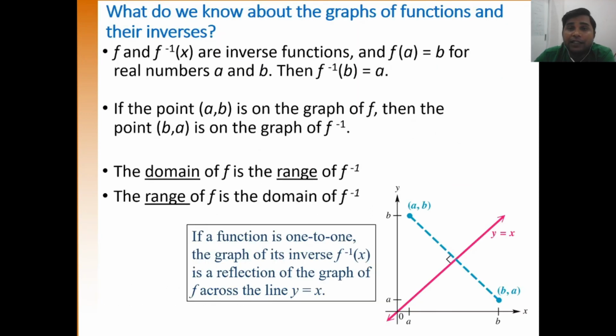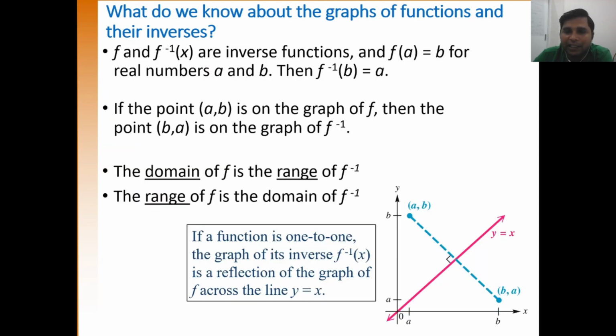f and f inverse of x are inverse functions, and if f(a) equals b for real numbers a and b, then f inverse of b has to be a. If you put a into the function and get b, then in the inverse function, if you substitute b, you should get a back. If the point (a, b) is on the graph of f, then the point (b, a) is on the graph of f inverse. And the domain of the function is the range of the inverse function, and the range of the function is the domain of the inverse function.